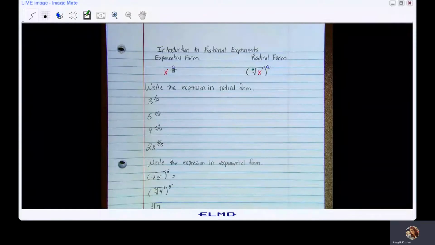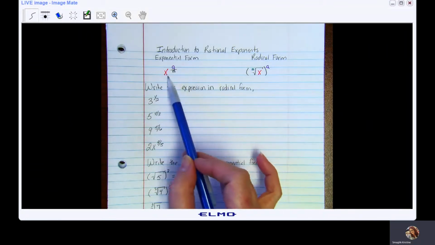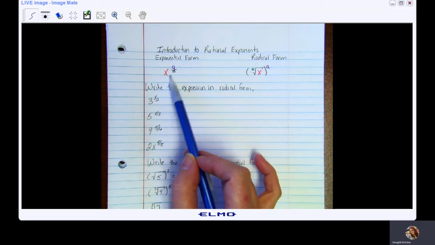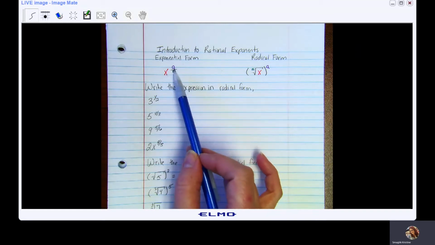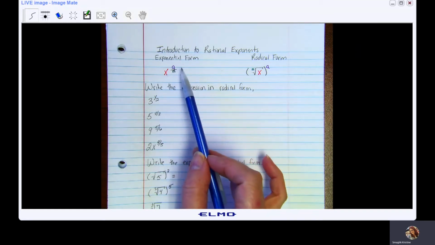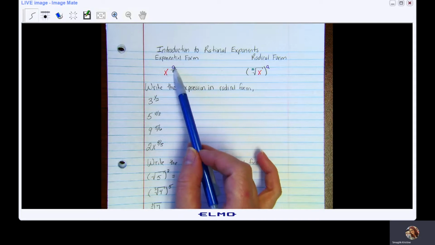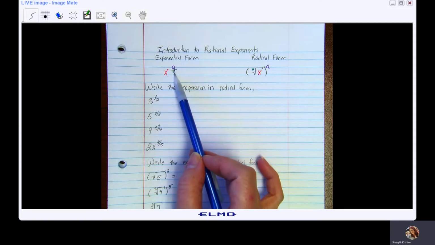In this video, let's take a look at an introduction to rational exponents. So in your exponential form, we have your base, which is x, raised to a rational exponent. Now remember, a rational number is a fraction. So we have a over n, where n is your index, or you can also call it your root.